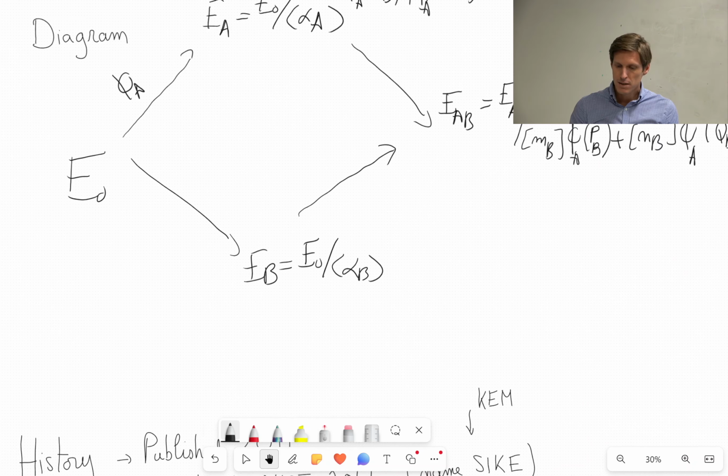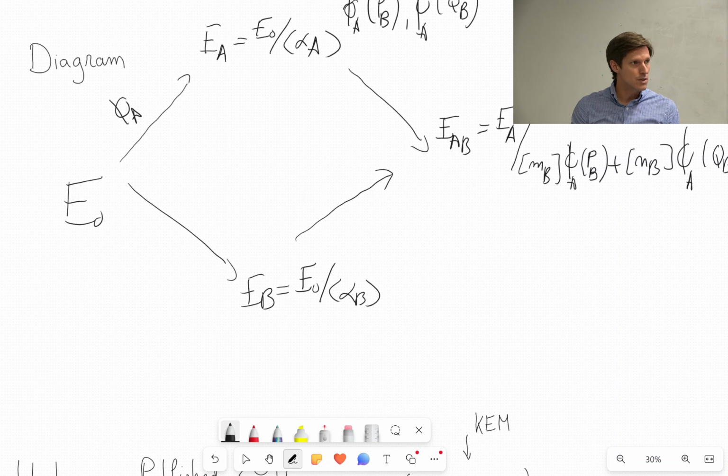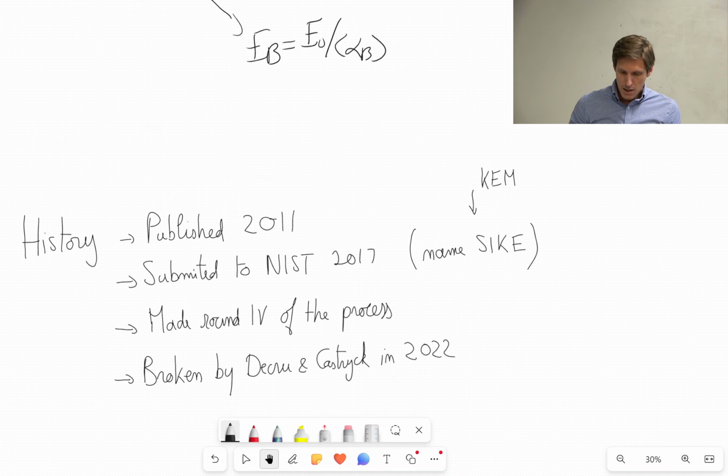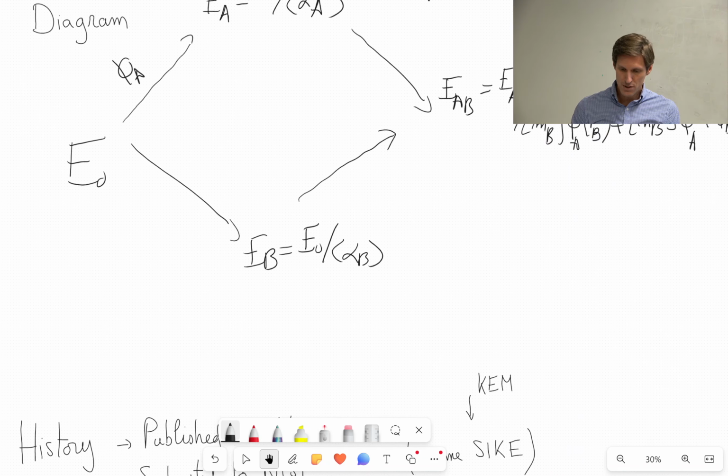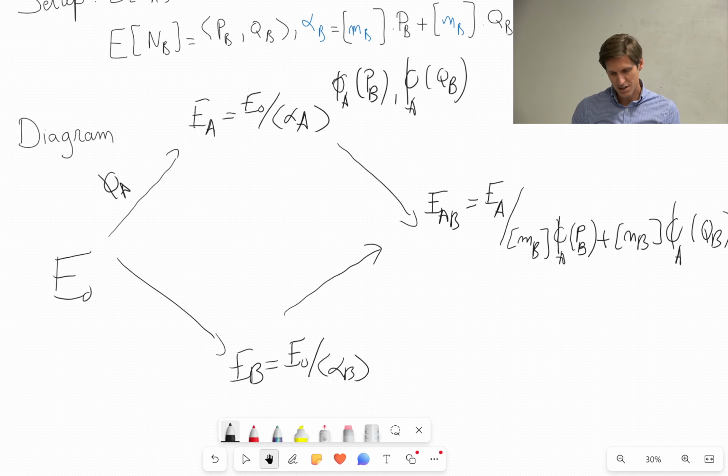That diagram is there. The key ingredient is really creating this commutative diagram where Alice and Bob wind up having the same thing in the end. And then it made it all the way to round 4 of the selection process. It took years, and for about 10 years, nobody knew what to do with those torsion points, I mean, the image of these torsion points that you have here.